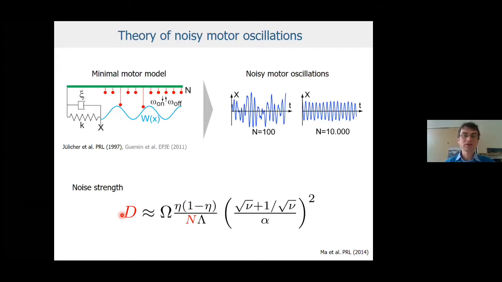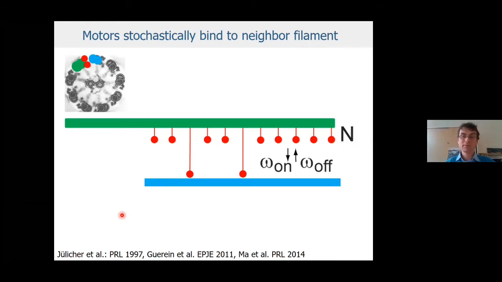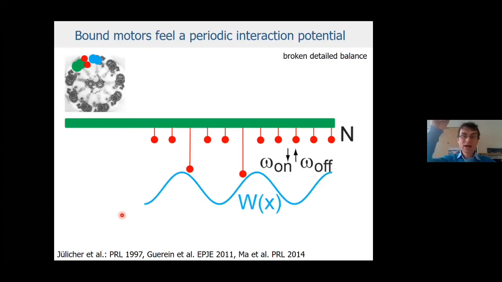And now for the theory aficionados among you, I will quickly go through the model. So we assume there are molecular motors, N of them, attached to a filament. That could be one of these microtubule doublets in the flagellum axoneme, and they can bind to a neighboring filament, and they can also unbind with respective rates omega on and omega off. And whenever a motor is bound, it feels a periodic interaction potential, and this potential reflects the periodic nature of these cytoskeletal filaments, which are composed from monomer units. That gives a natural periodicity.